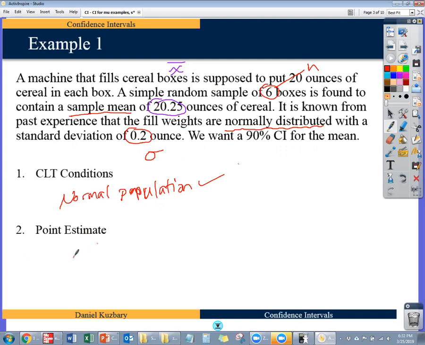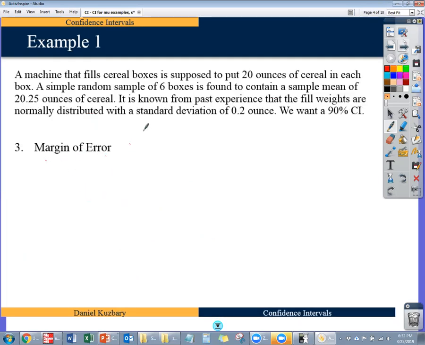My point estimate for the confidence interval for mu is going to be whatever the sample mean is. In this case, it's 20.25 ounces. So that's nice. The middle part of the interval is really easy to find. It's just the sample mean. The next thing I need to do is find the margin of error, which is given by this formula right here, z sub alpha over 2 times sigma over square root of n. A lot of these things are in here, like sigma's right there. N is given right here. But the challenging thing is going to be finding z sub alpha over 2.